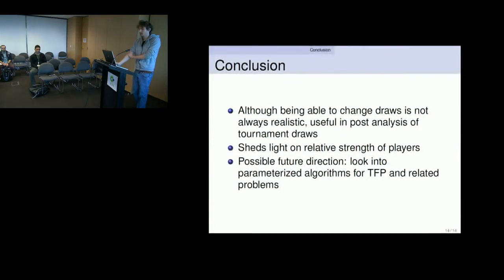So in conclusion, although changing the draws is not always a realistic scenario, it's actually useful to be able to compute all these things in post-analysis of tournament draws. It also sheds light on the relative strength of the players, and I think the research can be extended. Some of the future directions would be to look at parameterized algorithms for the problem, or specifically, for a constant number of player types, see if we can find an FPT algorithm, and look at related parameters. Okay, thanks.